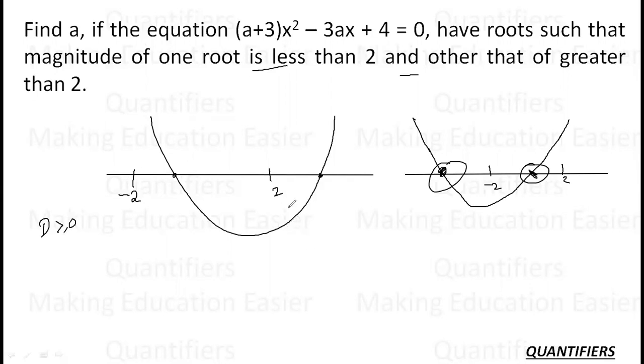Why? Because if one of the points is lying between the roots, it means that the roots are intersecting the x-axis and therefore are real. Therefore, we don't need to check D greater than or equal to 0.